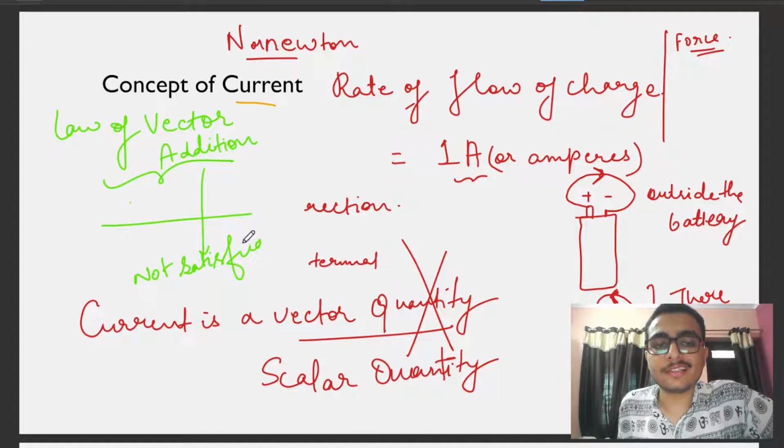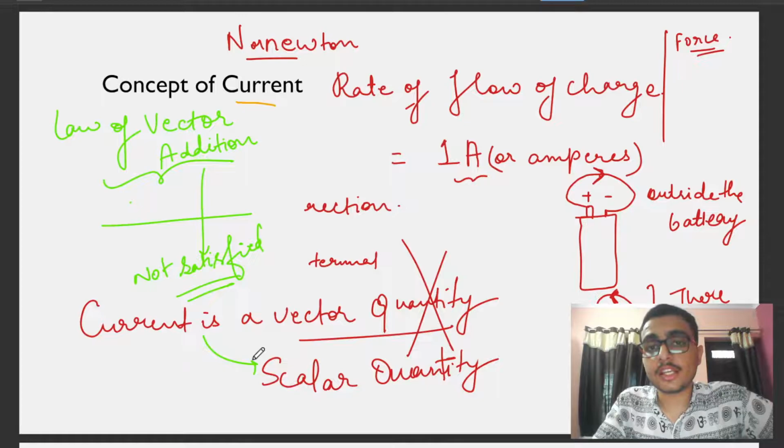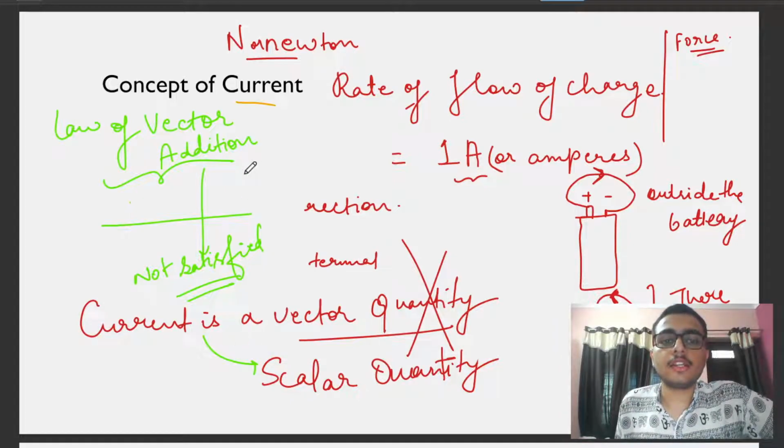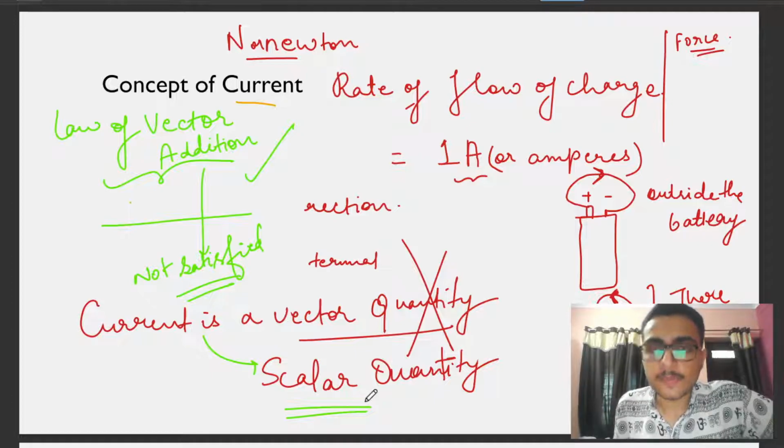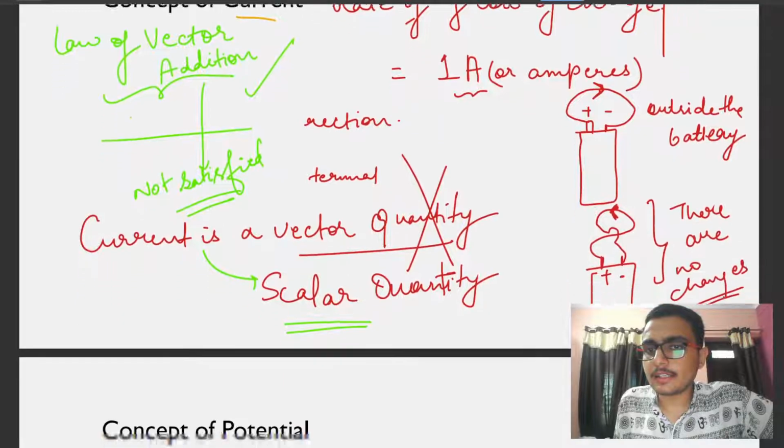So there are two reasons why current is a scalar quantity, not a vector. First, whenever we change the direction of the wire, the magnitude and nature of the current do not change. Second, current does not follow the law of vector addition. Hence, current is a scalar quantity. That's it with the current topic. There might be some additional topics linked to current, but we shall study them later on. Since it's our first class, let's stick to the basics.